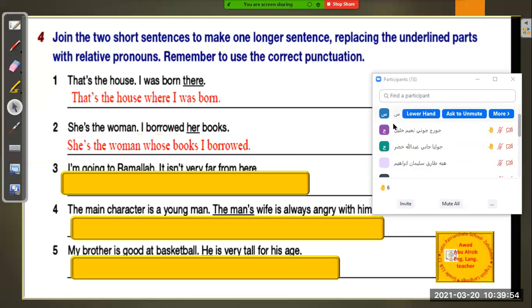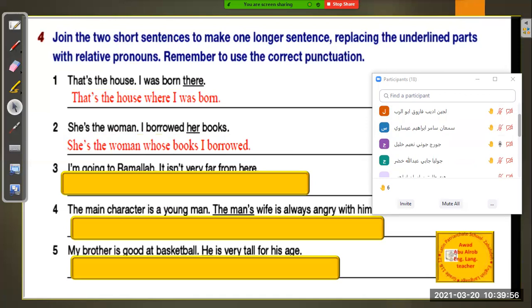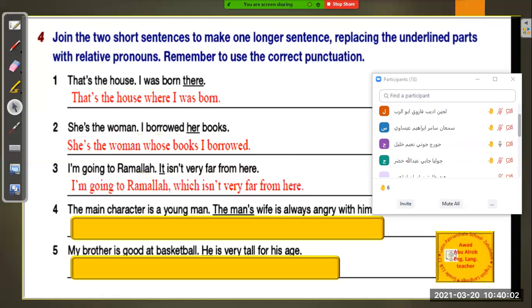I'm going to Ramallah. It isn't very far from here. I am going to Ramallah, which isn't very far from here. We need to use the comma then, George, yes? Because the first one is complete. Now, Julia, next one.